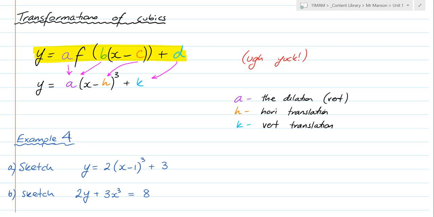That's the good news. H and K work very similarly to the H and K in quadratics and square root functions. So they provide the location of a central point. So H and K should be fairly easy to determine, and it's just A we have to deal with, that dilation. So that's where we're at. This is quite similar to quadratics and to square root functions, so be prepared for that.